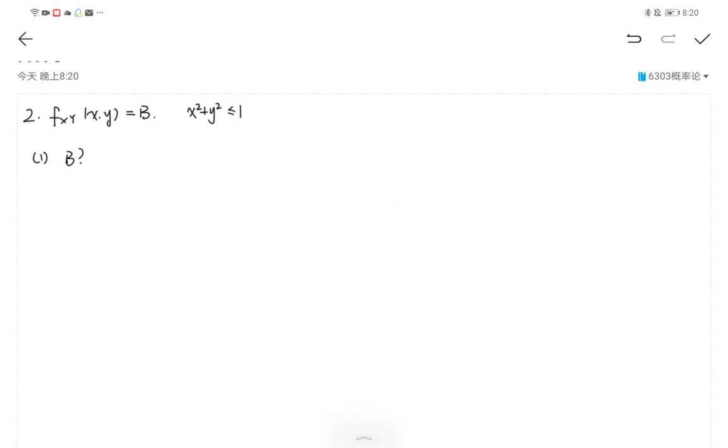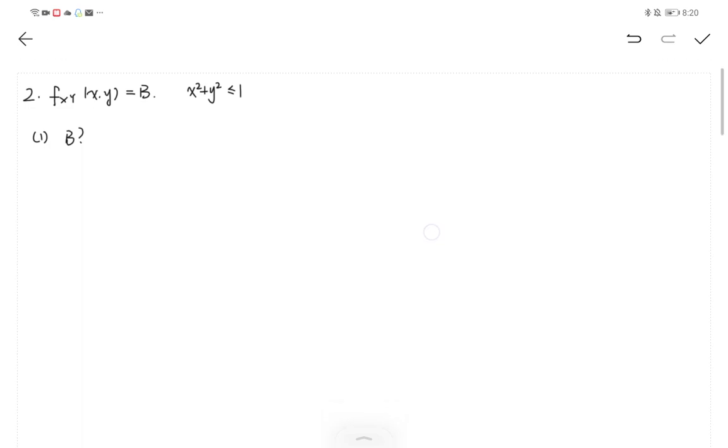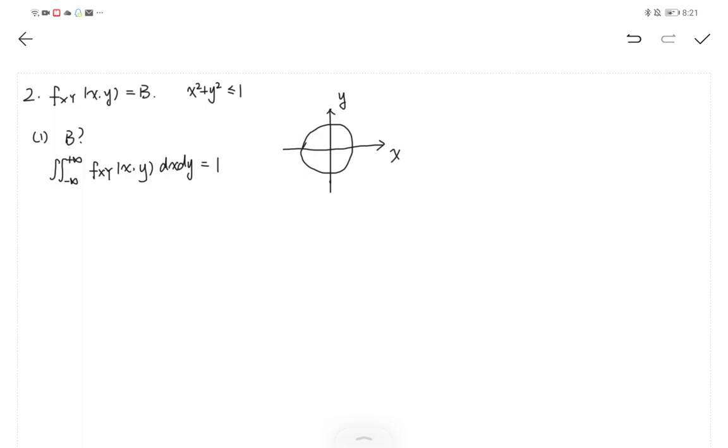We know that if the joint density function is valid, the double integral of f(x, y) dx dy should be 1. But we know that b is a fixed number, so we can draw the graph of the range of x, y. It's a circle and the radius is 1.